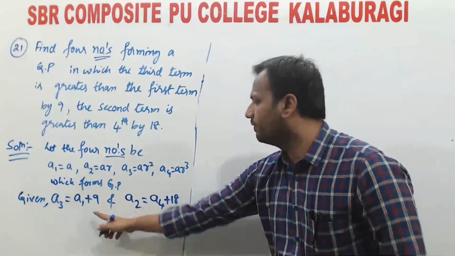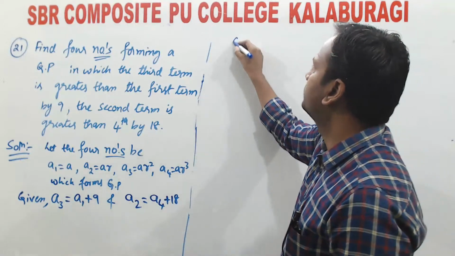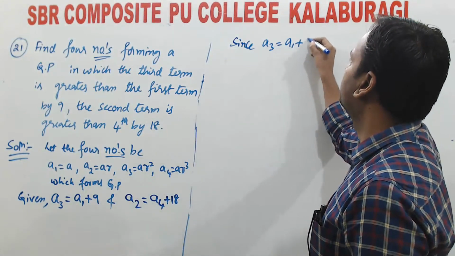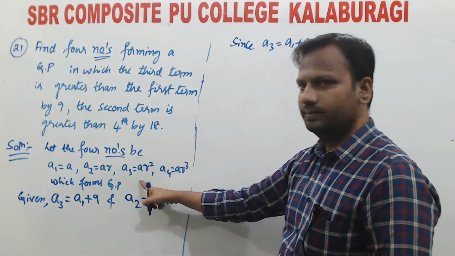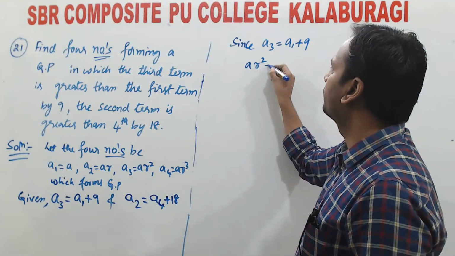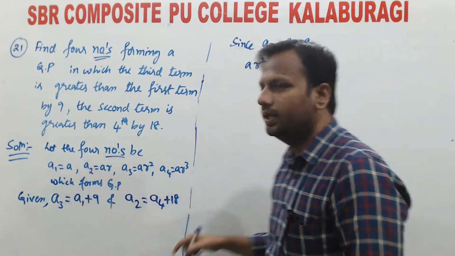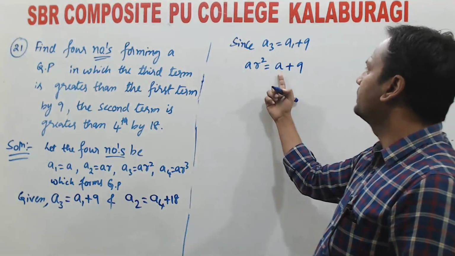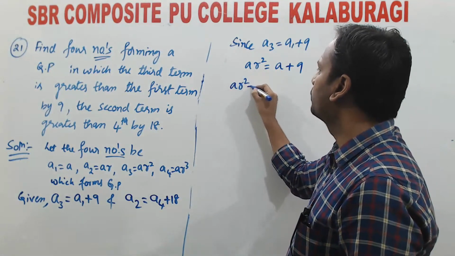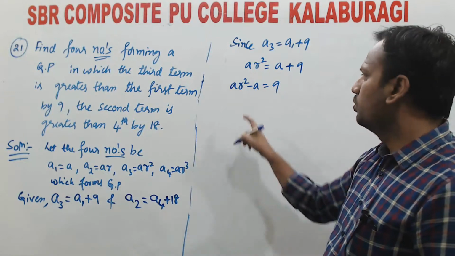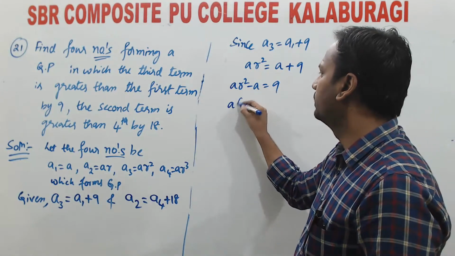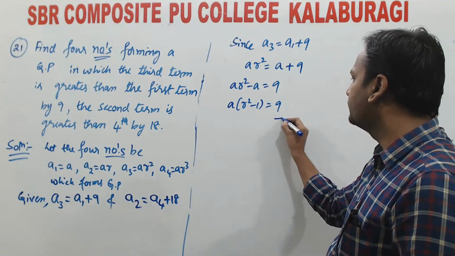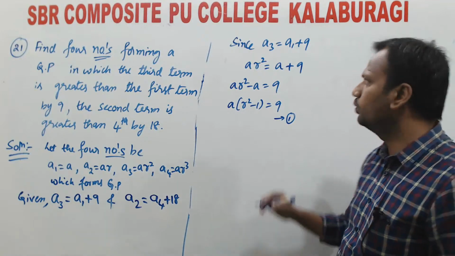Now you see, students, these two things are the given hints. Since A3 is A1 plus 9, how do we express A3? We assumed A r square is equal to A1, where A1 is A that we have assumed, plus 9. I send this A towards the left side: A r square minus A is equal to 9. A is common, so A into r square minus 1 remains. Let me call it equation 1.